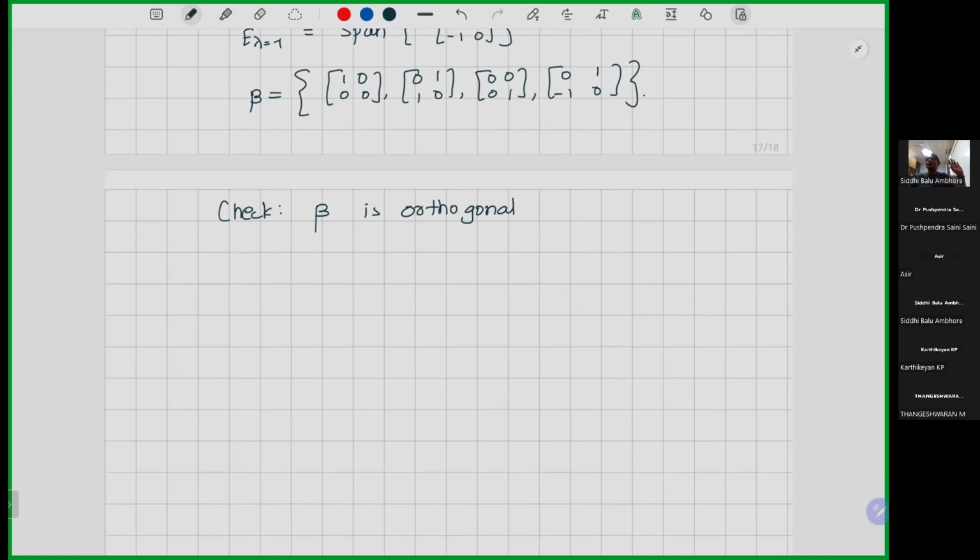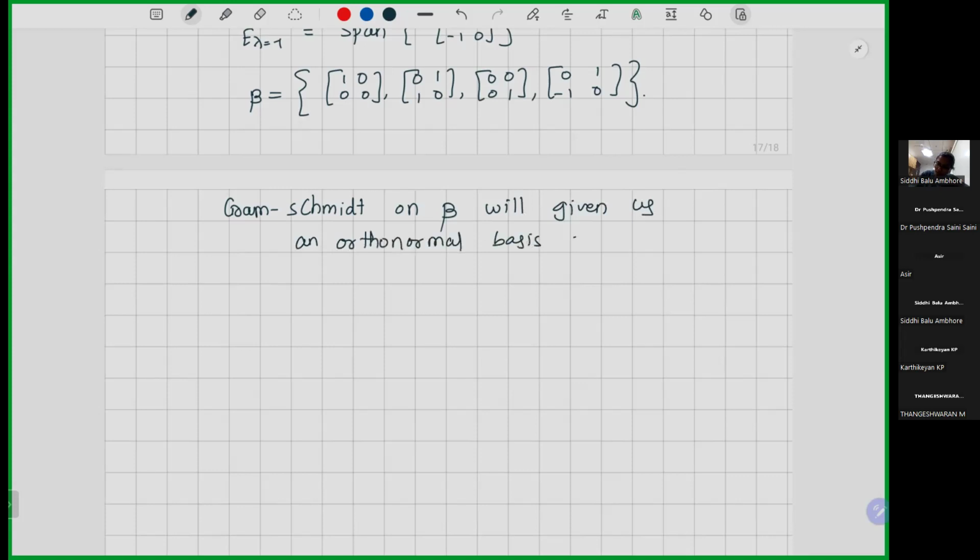And since we need to check whether beta is orthogonal or not, or we can just do Gram-Schmidt on beta, which will give us an orthonormal basis of V. Okay, and once we have that, we can conclude. But the first thing is whether this beta actually serves as an orthonormal basis or not.